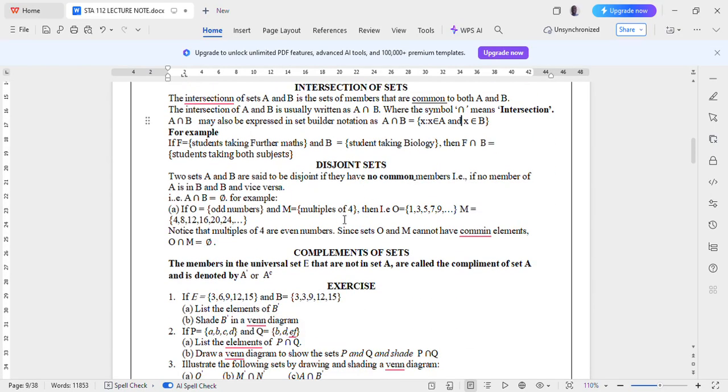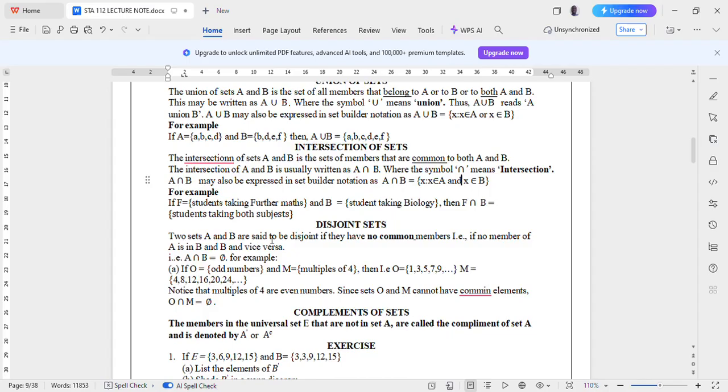Or let me use maybe a set of computer science students and a set of statistics students, and you're all taking Math 113, MT 113. So that course is the intersection between you. At MT 113, all of you will come together. That is the intersection of everything.